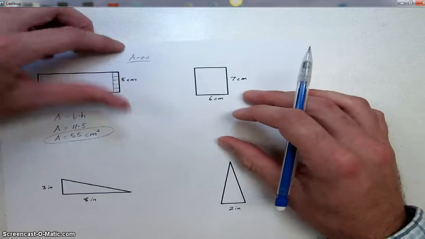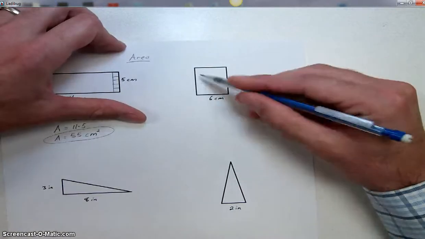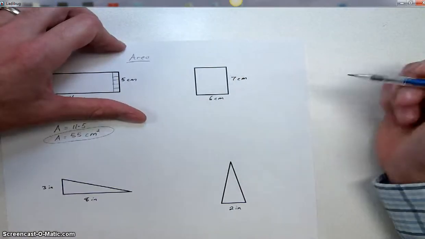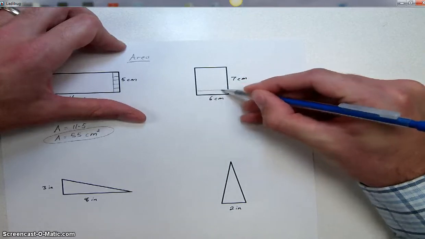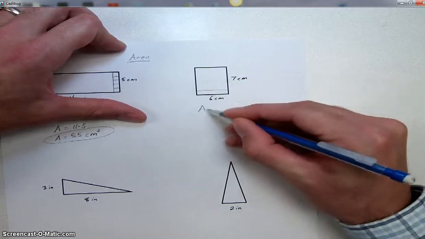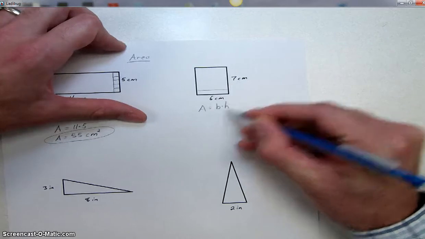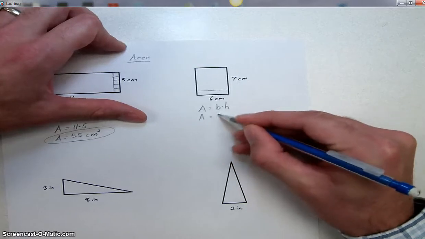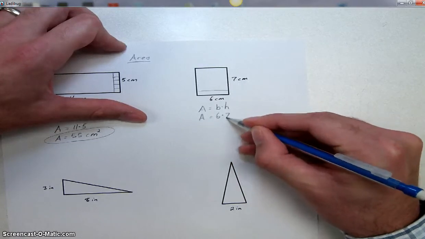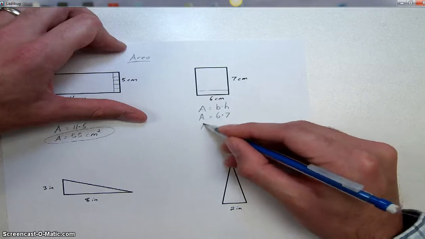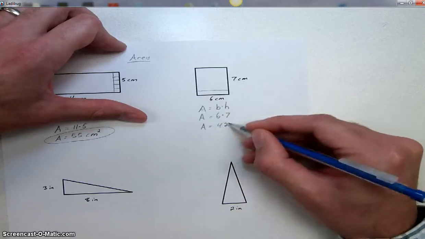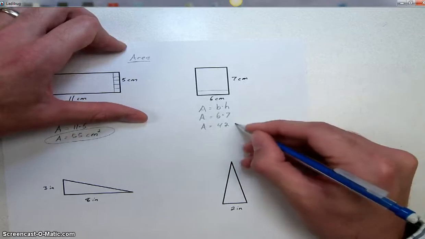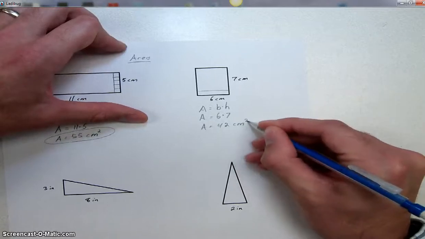Here's another one. Why don't you try this one? What is the area of this shape? Again, we could count up every single square, but there's a nice shortcut we can take, which is just base times height. The base is 6, the height is 7. So your total area is going to be 42. And again, I want to label what kind of squares I have. This is centimeter squares.